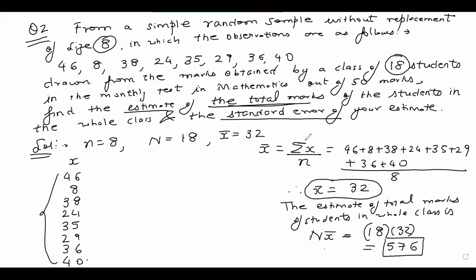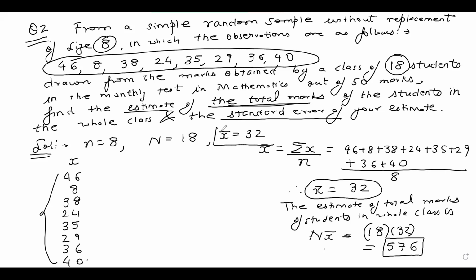Remember, how do you get the total? The total is nothing but the population size multiplied by the mean from the sample. From this sample, the mean I got was 32. If I multiply 32 by the population size, 18 students, I get the estimate of the total marks of the students in the whole class, which is 576. So I've solved the first part. This was the answer to part A.